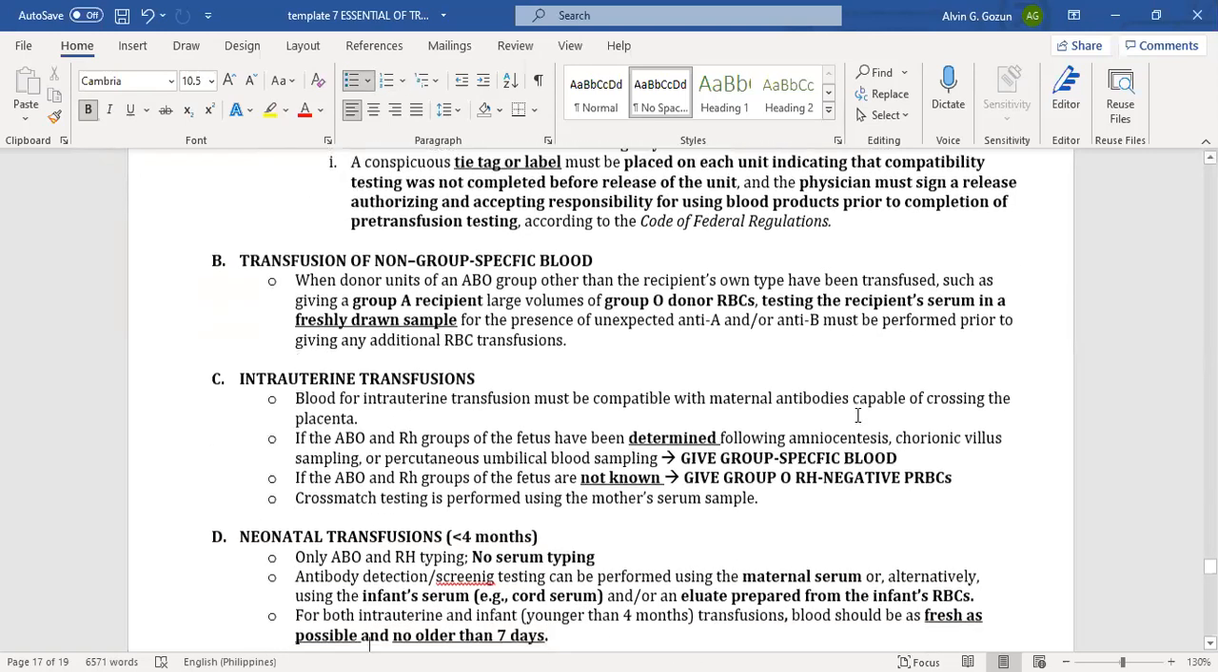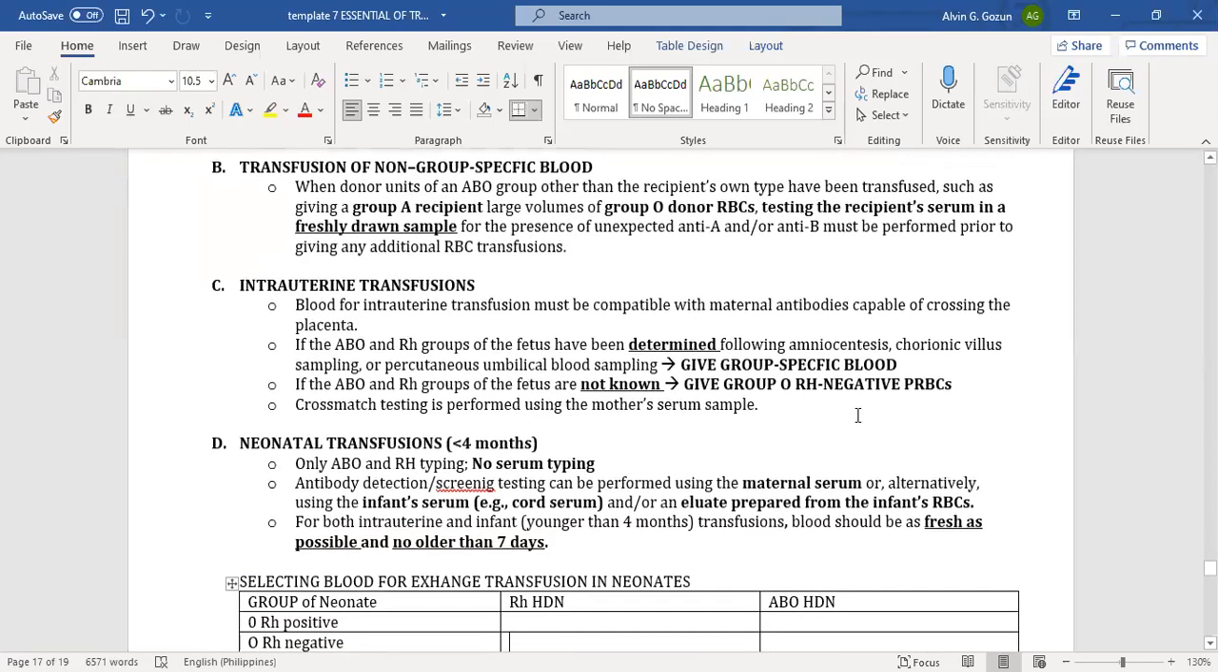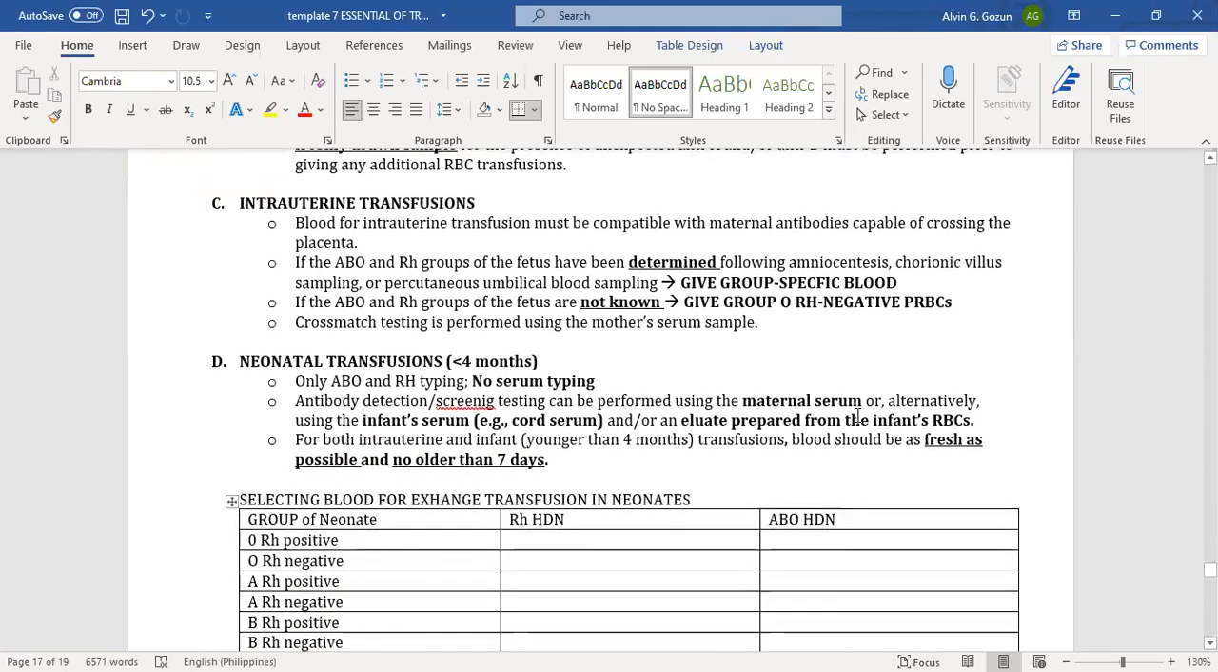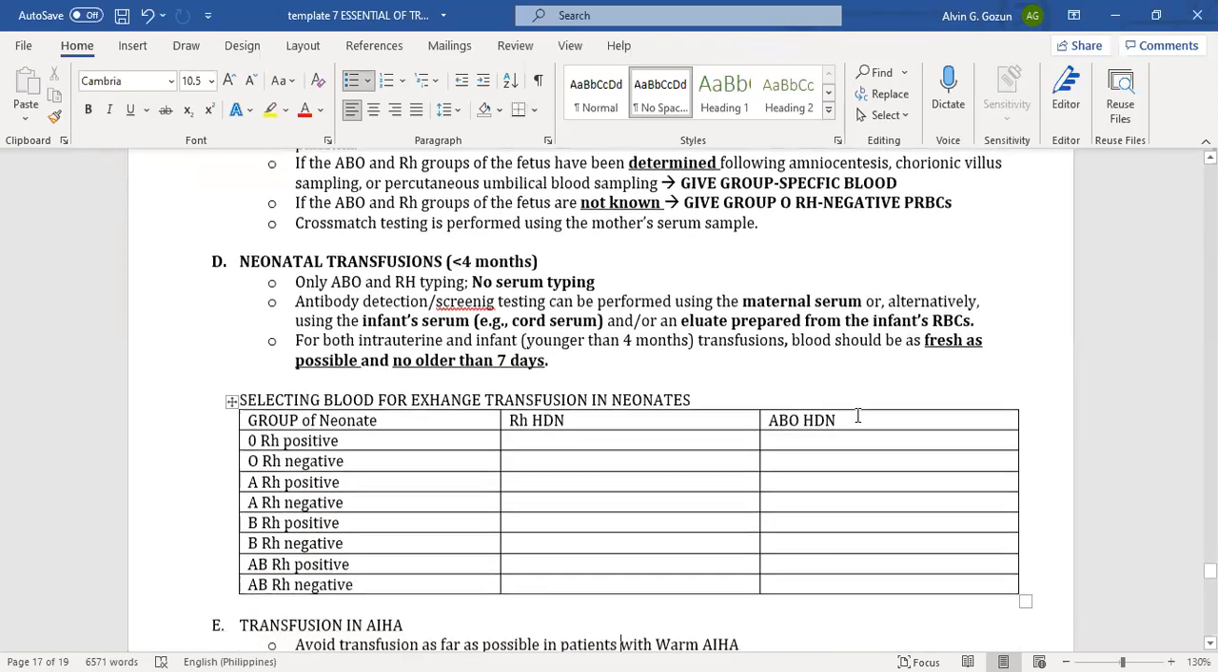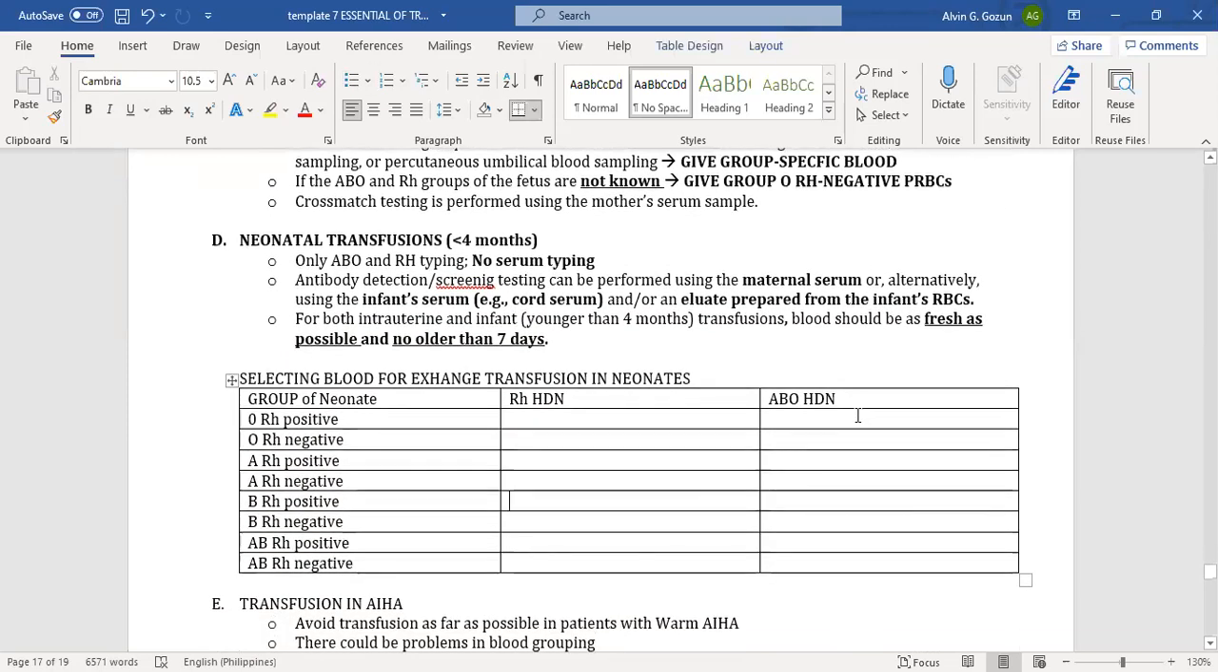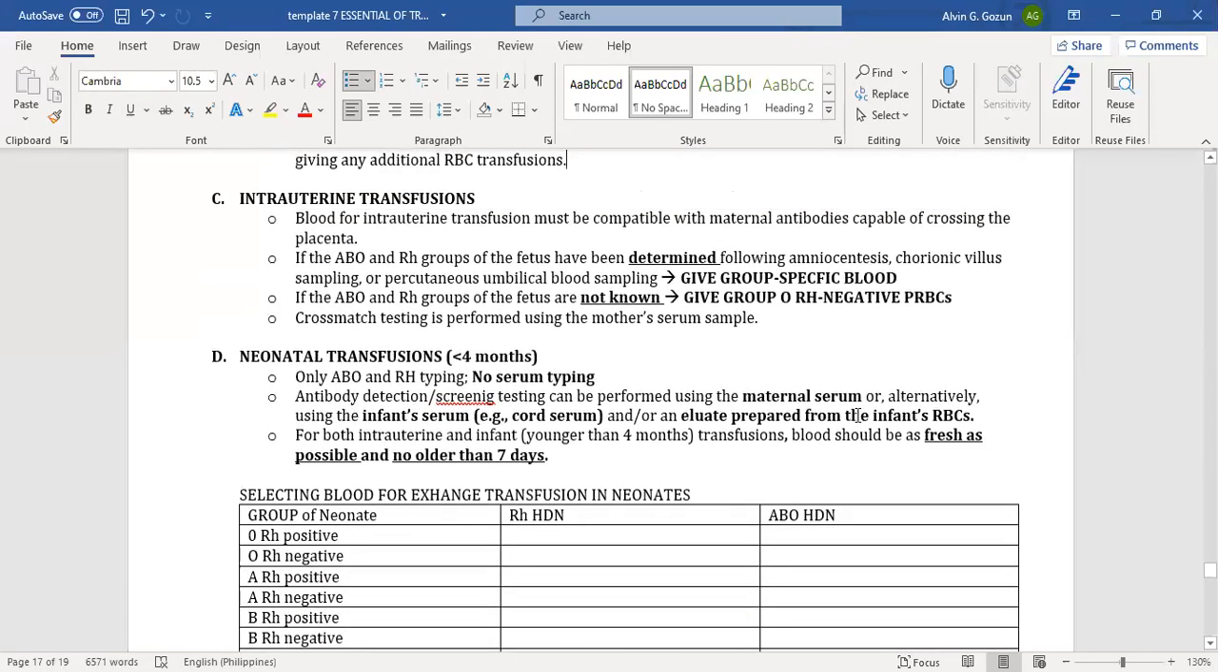So, intrauterine transfusions and neonatal transfusion. Guys, alam na banggit ko na to last time, di ba? Ayan. Selecting blood for exchange transfusion. Sige, discuss muna natin. So, intrauterine transfusions.